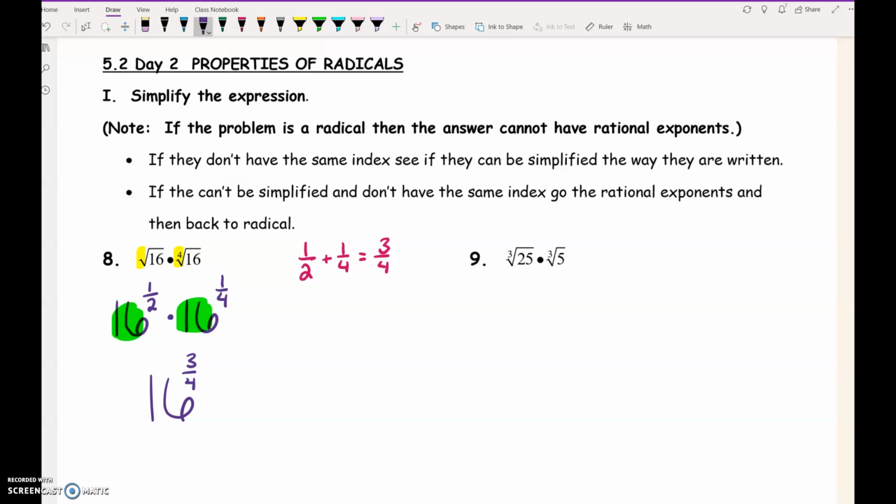We can't consider this one to be done because it's written in rational exponent form. We started in radical form. So we do need to change this back into radical form. Do you remember how to do that? The denominator is the index. And the whole thing raised to the third.